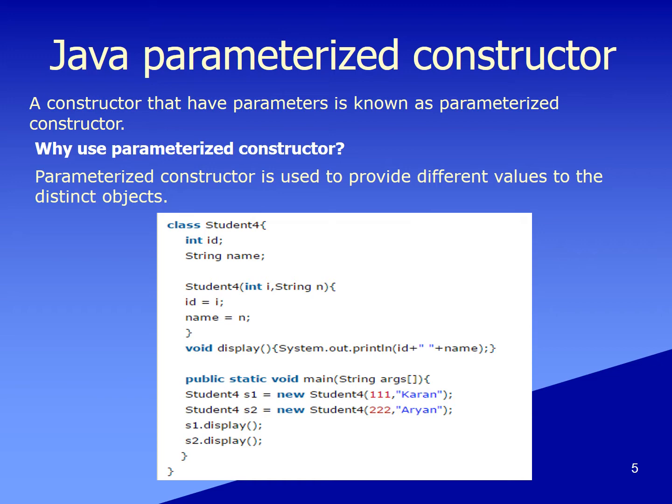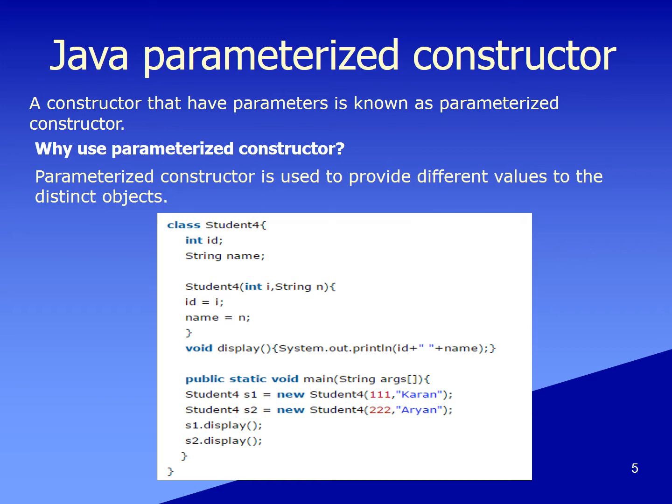Why have we used this parameterized constructor? A parameterized constructor is used to provide different values to distinct objects. We can have a look at this example.